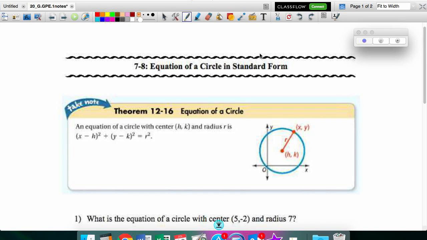7-8, equation of a circle in standard form. To write the equation of a circle in standard form, we need two things: the center of the circle, h, k, and the radius of a circle, r.